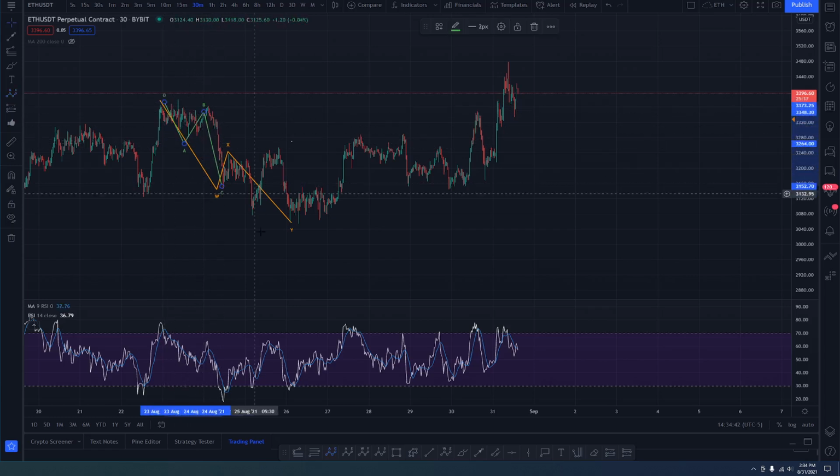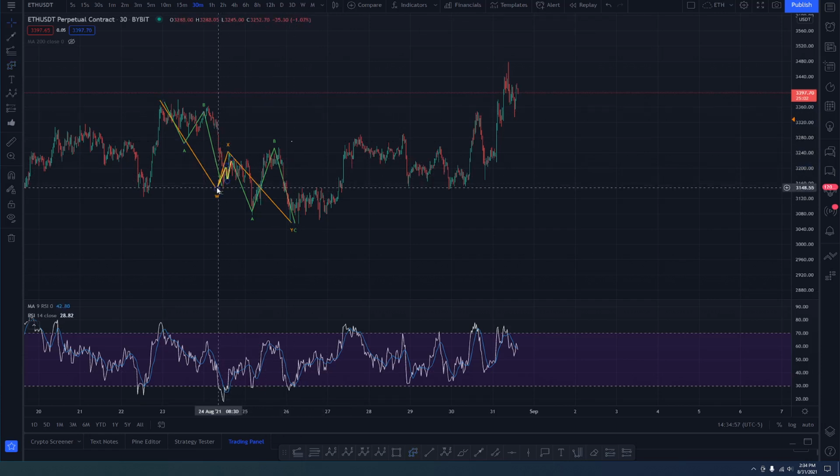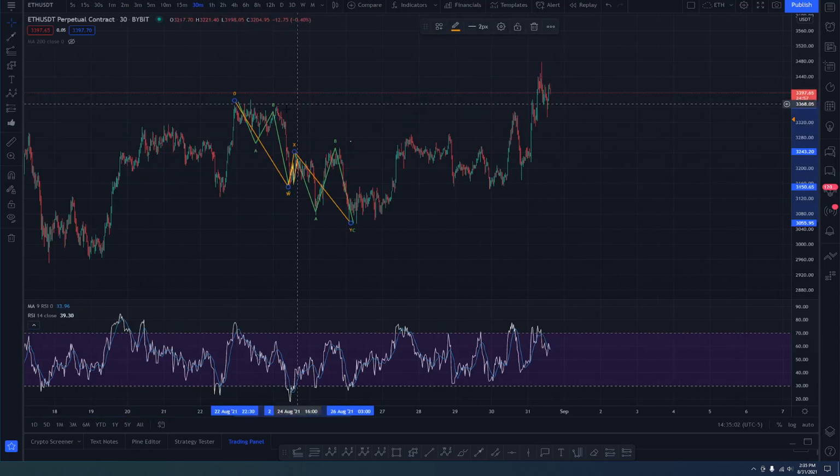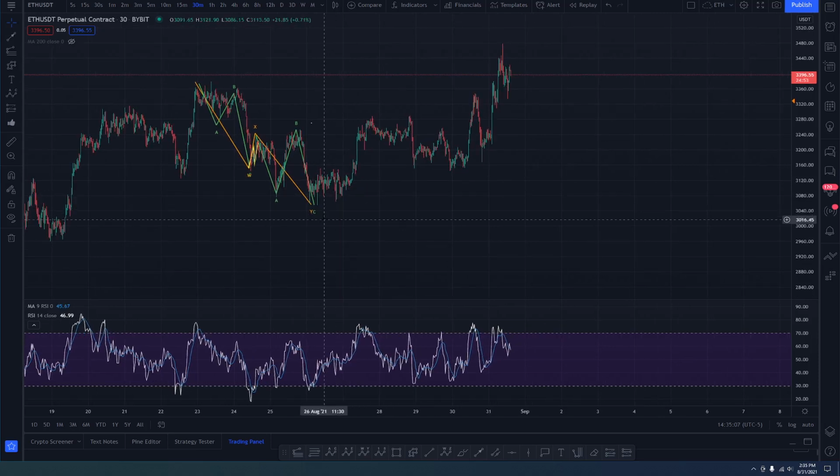Flat number 1 and flat number 2, connected by just a tiny little connecting wave right there as the X wave. And that's what we call a double correction. But ultimately, that's 3 waves. Okay, now I'm going to move on.